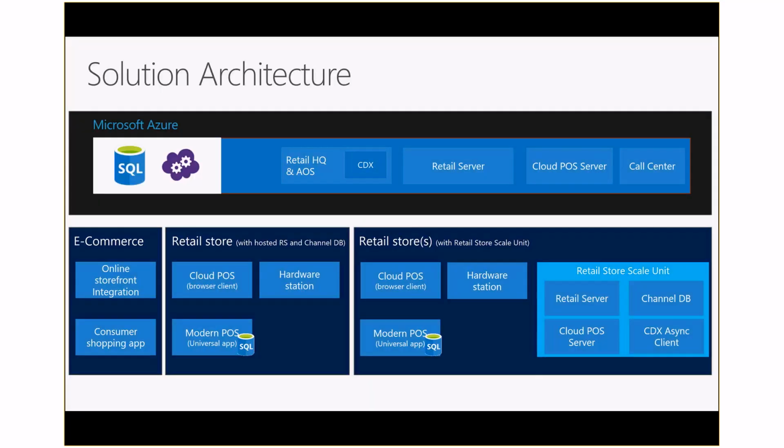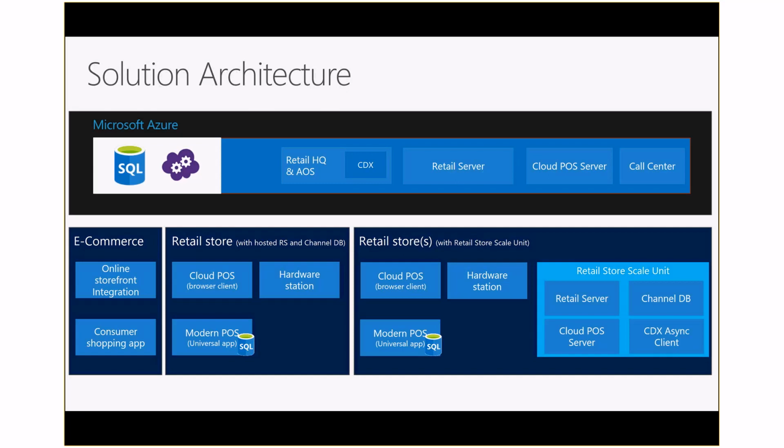So if you look at overall retail architecture for Dynamics AX 365 for operations, you will look at HQ components that are hosted in Azure. These consist of retail server, AOS, and then Cloud POS server. And in addition to this, we also have one of our channels that is hosted in HQ and renders via browser, being the call center.